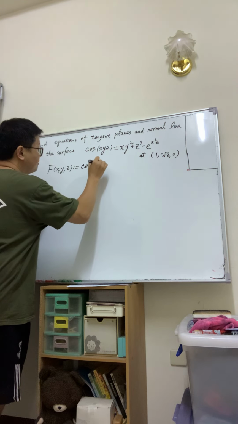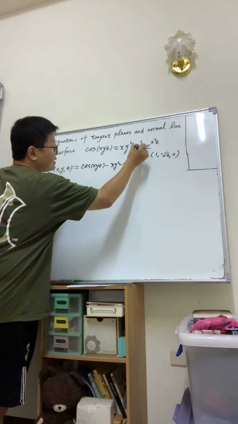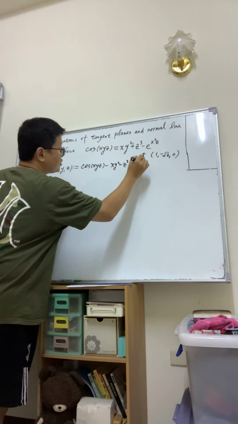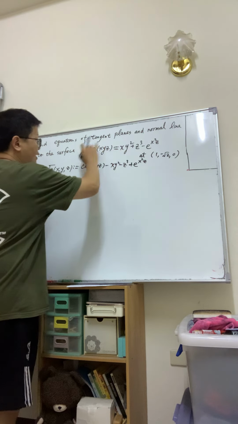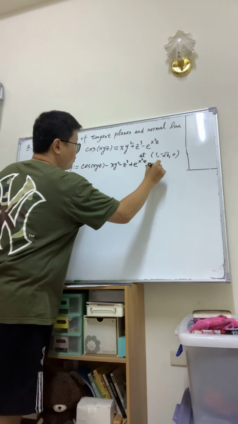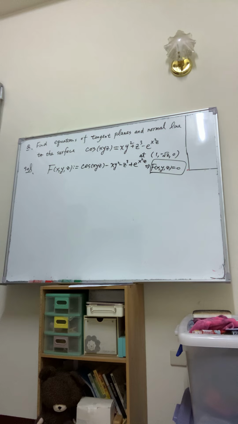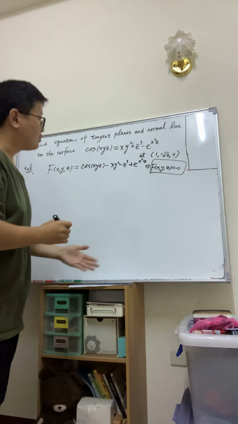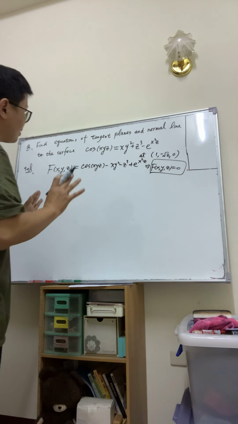Cosine of xyz, subtract x y squared, subtract z cubed, and subtract negative, so it's positive, e to the x squared z. And if x, y, z satisfy this equation, then you will see F of x, y, z equals 0. So it's a constant. As we said in class, the process is related to the material in section 11.5, about implicit differentiation, and we also use the chain rule to explain it. So it's probably a little complicated.